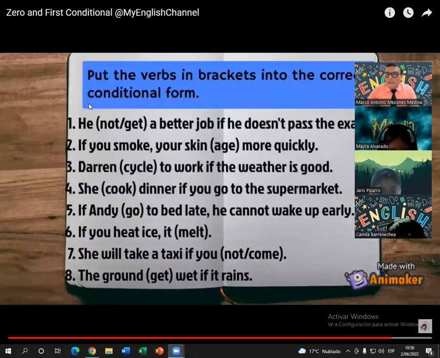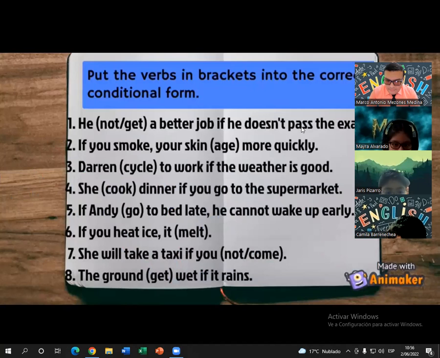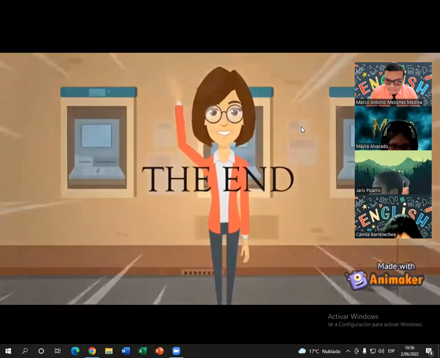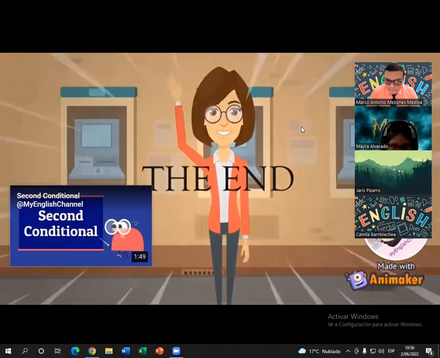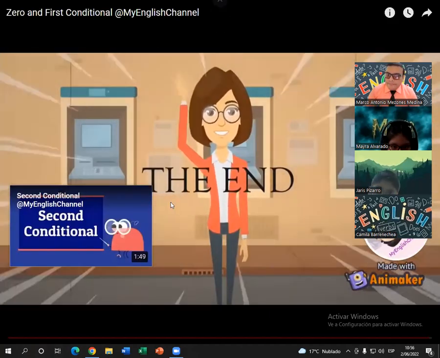Now here comes the second exercise. What you have to do is to put the verbs in brackets into the correct conditional form. Make sure you have studied zero and first conditional thoroughly so that you can do the exercise well. Well, I must say that this is the end of our lesson today. Thank you for watching and goodbye.